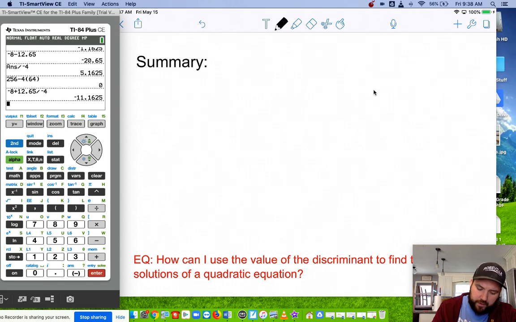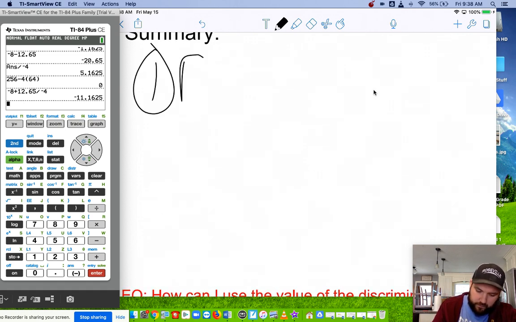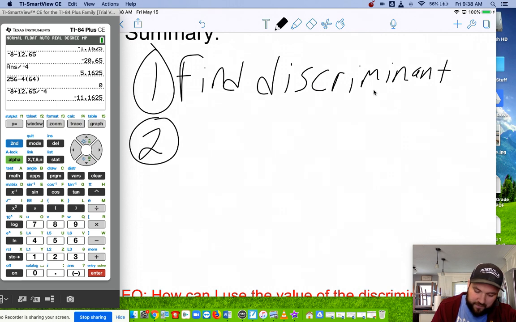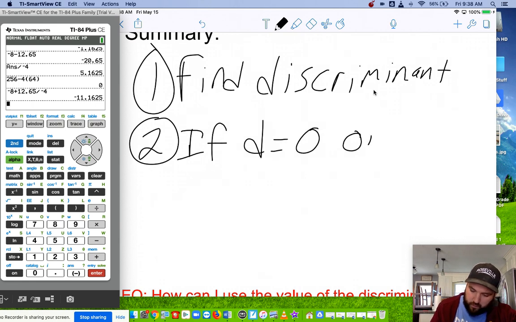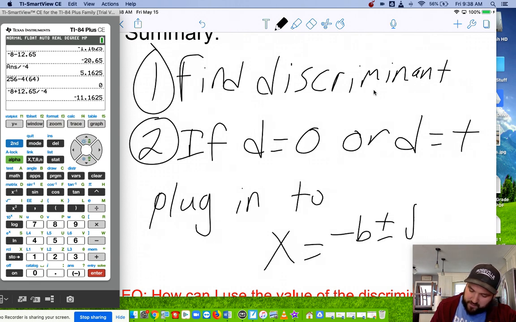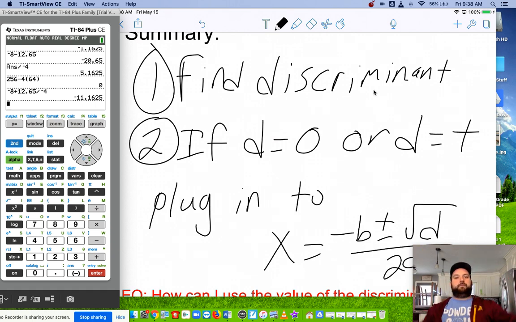Really, this quadratic formula is: find the discriminant, and then if the discriminant is positive or 0, if D equals 0 or D equals a positive number, plug in to x equals the opposite of b plus or minus the square root of the discriminant over 2a. Bam! That's it. That's crazy.